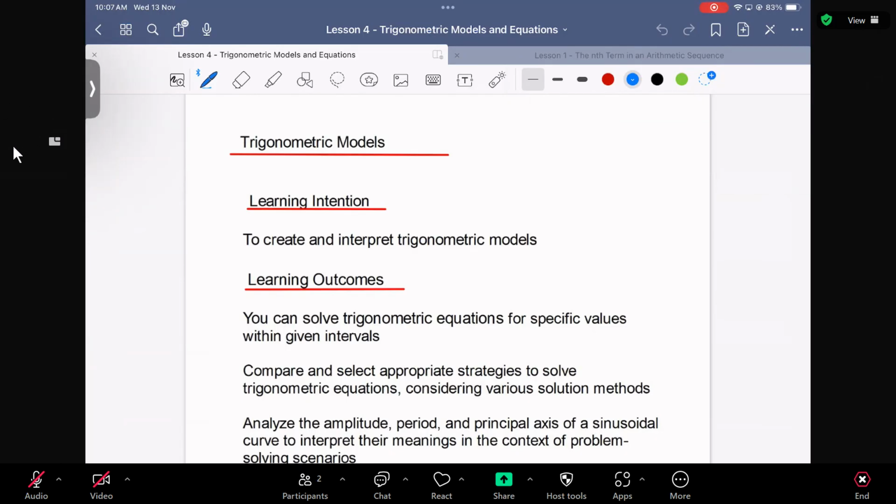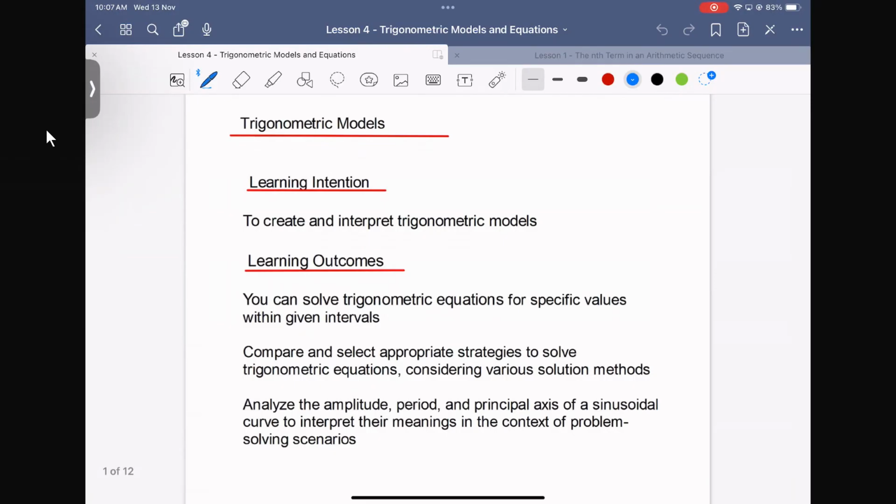Okay, so what we're looking at today is trigonometrical models as part of the AISL course. One of our most important goals for today is that you can solve trigonometric equations. This is our main goal. We're going to have a look at a few different areas of that.